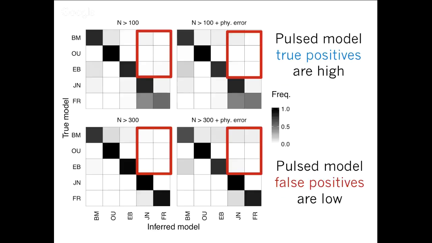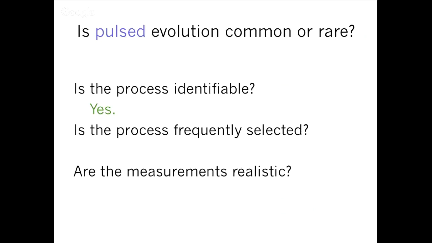We also noticed that under these simulation parameters, we have a relatively low false positive rate, meaning that if we simulate under a non-pulsed model, we do not accidentally identify a pulsed model, which means that our analyses should be relatively robust to those sources of error that I mentioned before. So first, I will conclude that the process is identifiable, at least in a simulation setting.